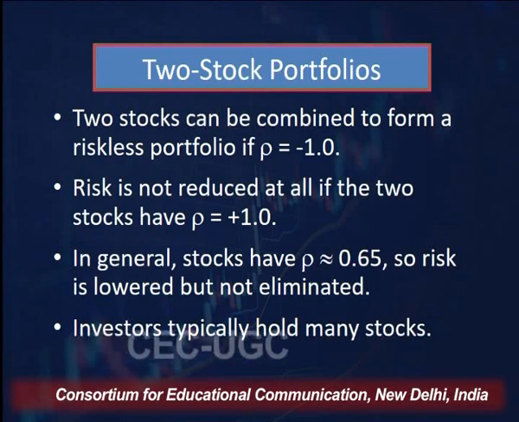That means one is rising, the other is falling in equal proportion. That means if stock A rises by 10%, stock B falls by 10%. If this is the kind of movement, then we can create a riskless portfolio. Why? Because the loss in one can be covered by the profit in the other, whereas if there is a profit in one, the loss in the other neutralizes the profit of the first one.